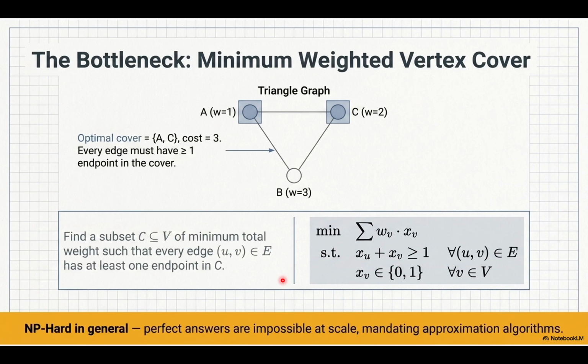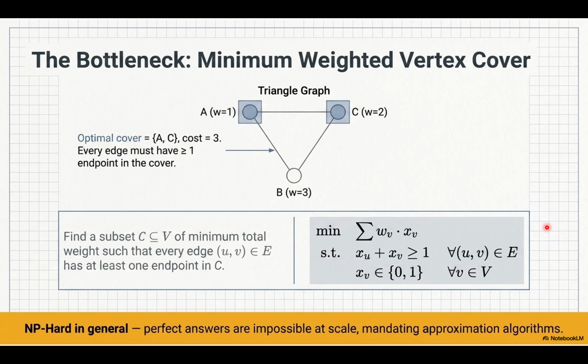But because this problem is NP hard in general, finding that perfect, true minimum at scale is just mathematically impossible. So you have to guess. Well, not guess, but approximation algorithms aren't just a nice shortcut. They are completely mandatory. We have to design algorithms that guarantee a good enough answer that's mathematically bound to the optimal solution, even though we will never actually know what that optimal solution is.